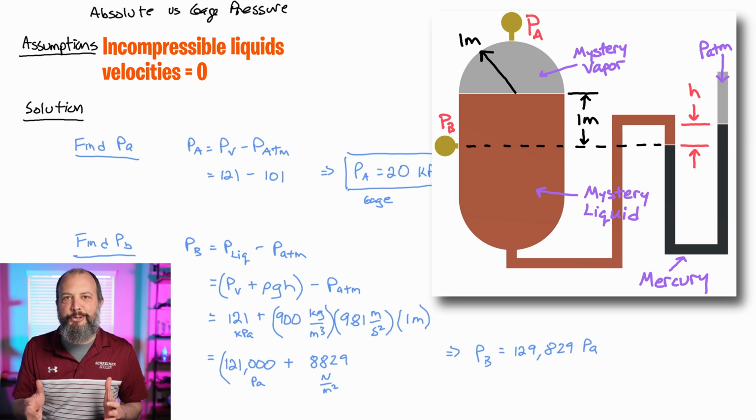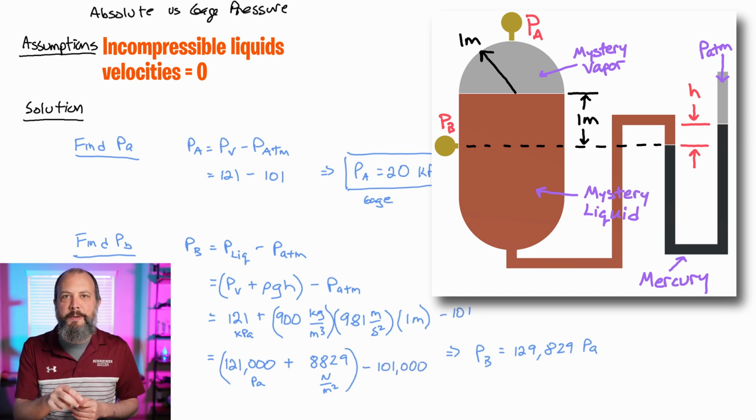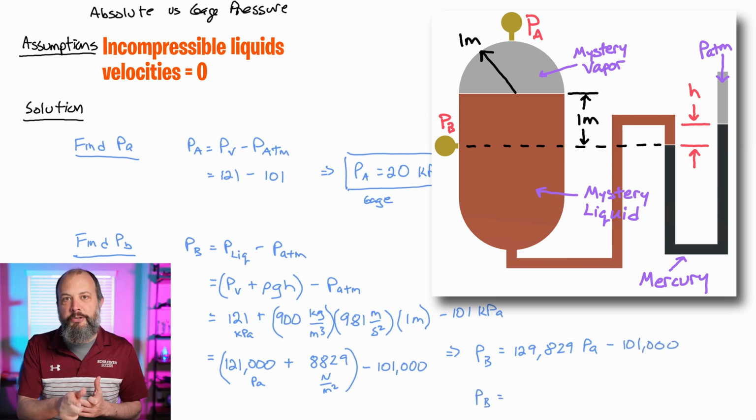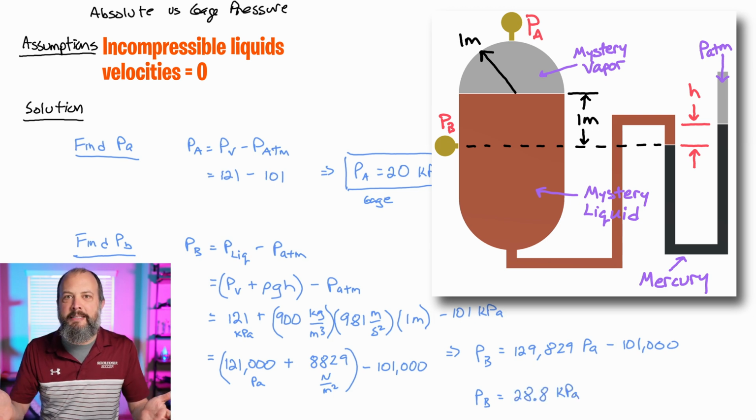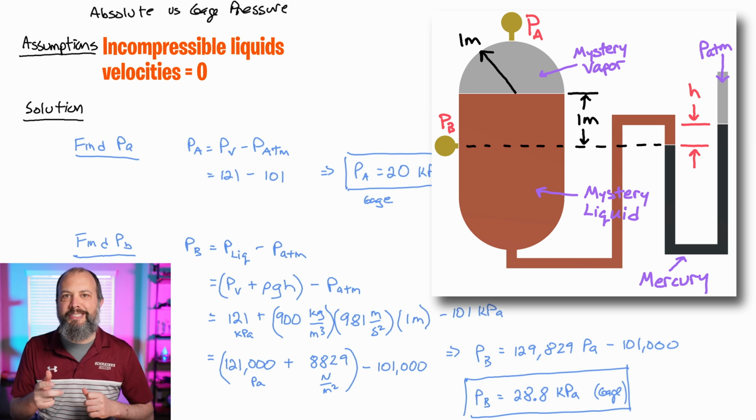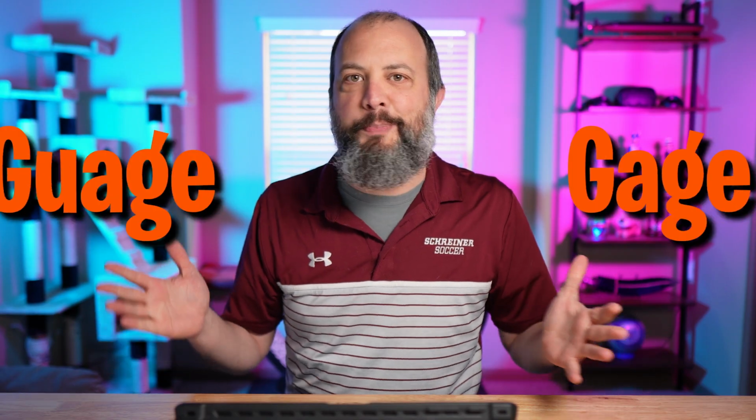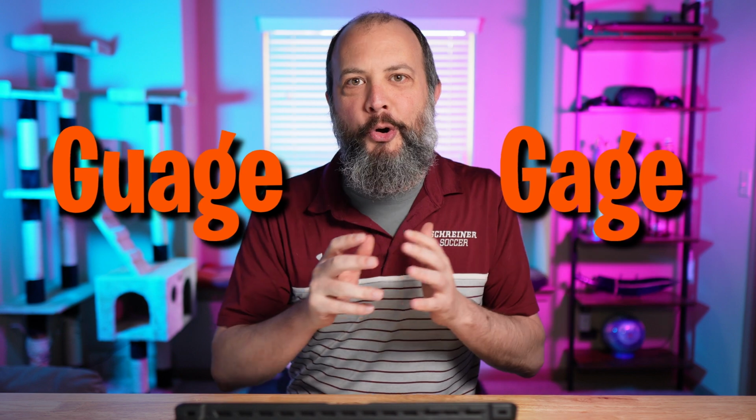So this change in pressure due to the liquid is about 8,800 pascals, since a kilogram meter per second squared is a Newton, and a Newton per meter squared is a Pascal. That requires a unit conversion because the original pressures were given to us in kPa, kilopascals. So after doing some unit conversions and subtracting atmospheric pressure, 28.8 kilopascals would be the reading on that pressure gauge B. All right, so the big question, is it gauge or gauge?